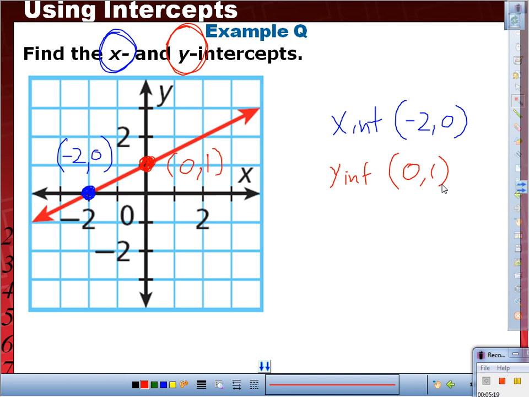Pretty simple. Any questions on how to identify the X and Y intercept? All right. So now, on your graph paper, get that in front of you. I'm going to give you another graph, and you're going to identify the X and Y intercepts.